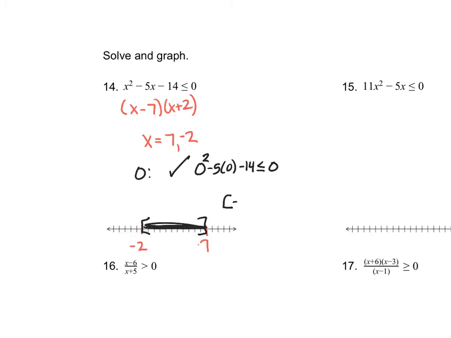And I'm going to write it as interval notation, bracket, negative 2, 7. Why am I using brackets and not parentheses? Because of this little guy right here, which is this. Whew. That little greater than or equal to sign makes it possible for there to be brackets.